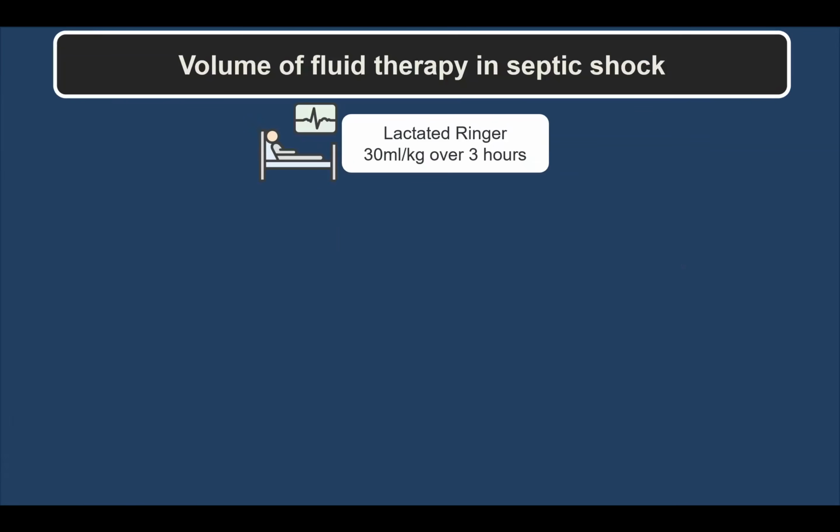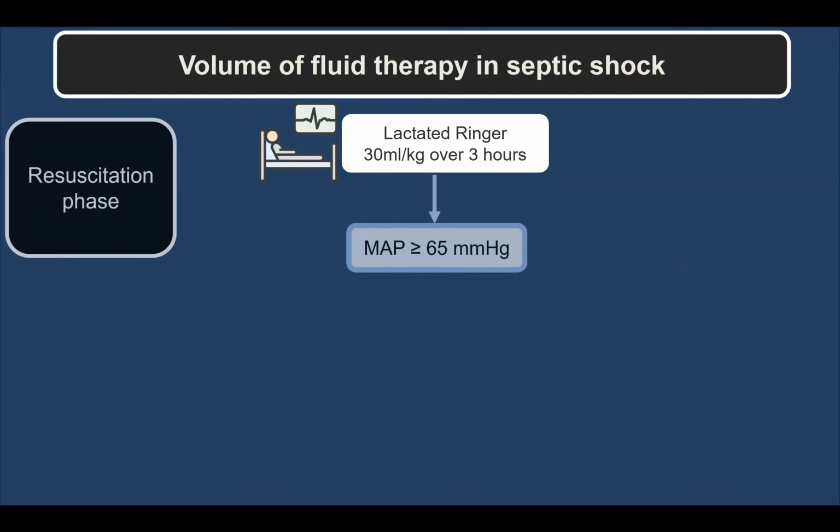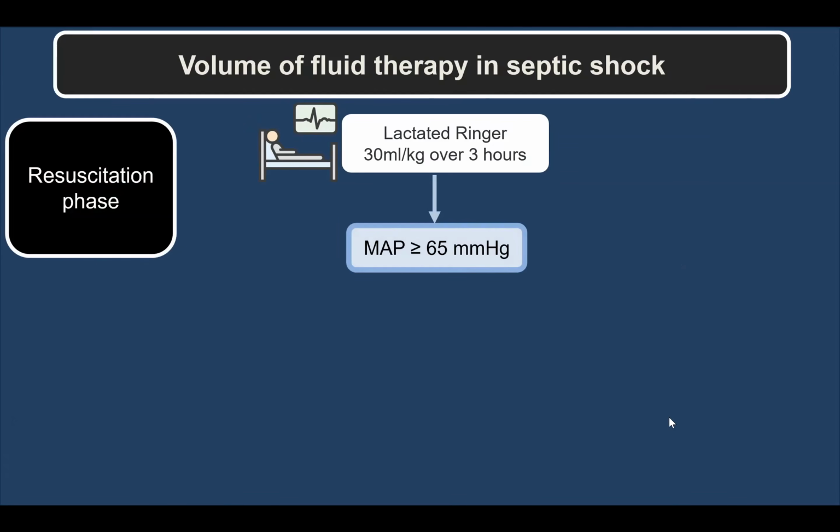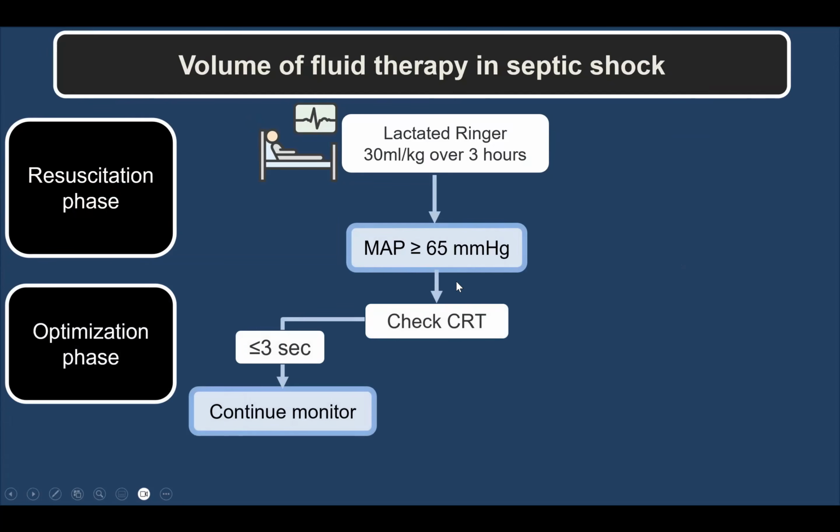For septic shock patients, we start with lactated Ringer solution, 30 milliliters per kilogram over 3 hours. This is the resuscitation phase to achieve a mean pressure equal to or more than 65 millimeters of mercury. Then we move to the second phase, which is the optimization phase, which looks at the optimization of tissue perfusion by checking the capillary refill time.